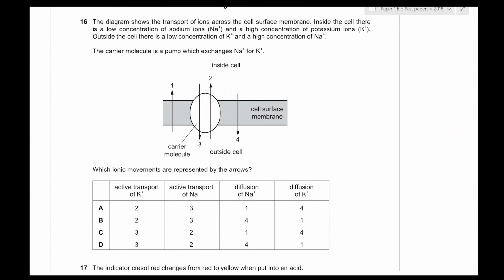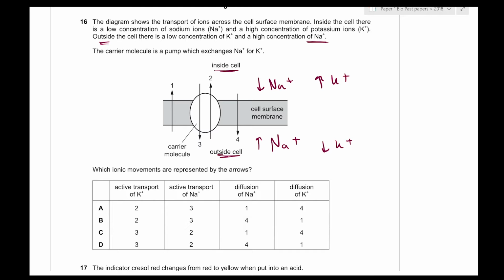Question number 16. The diagram shows the transport of ions across the cell surface membrane. Inside the cell, there's a low concentration of sodium ions and a high concentration of potassium ions. So the most important thing in this question is to actually label the diagram. So inside the cell, there's a low concentration of sodium ions and a high concentration of potassium ions. And outside the cell, which is here, there's a low concentration of potassium ions. Let's draw this here, and a high concentration of sodium ions.